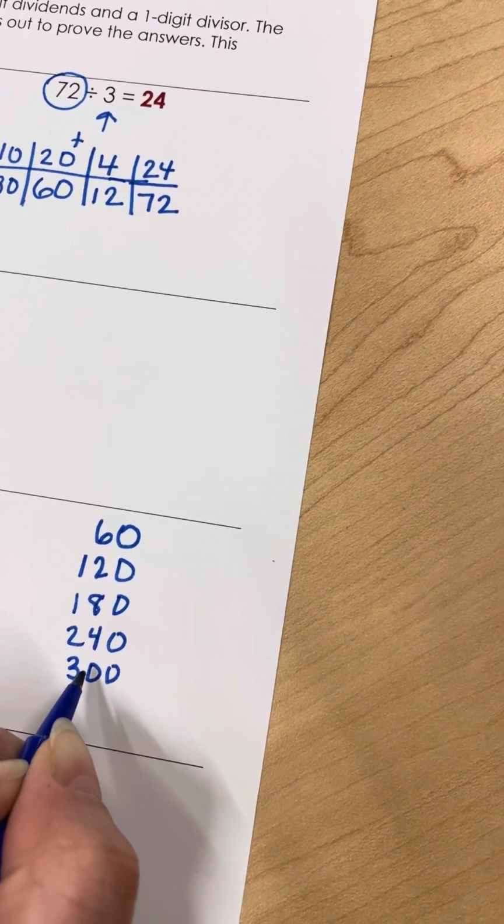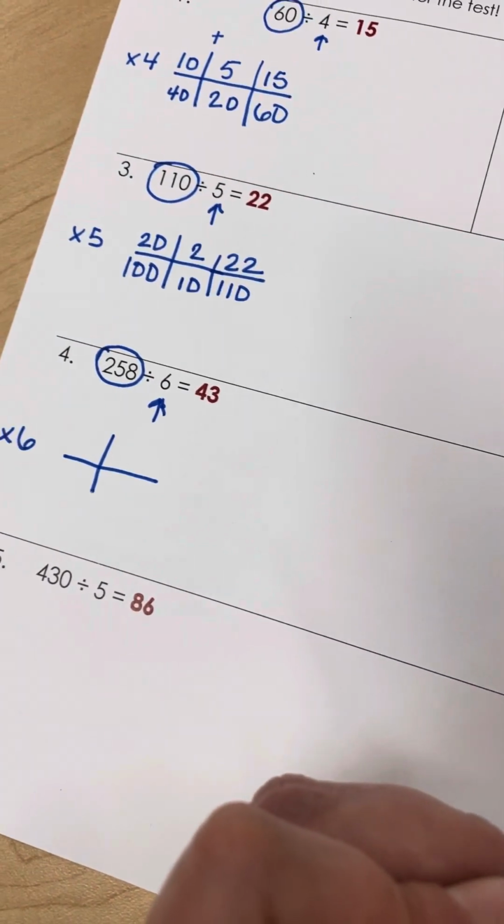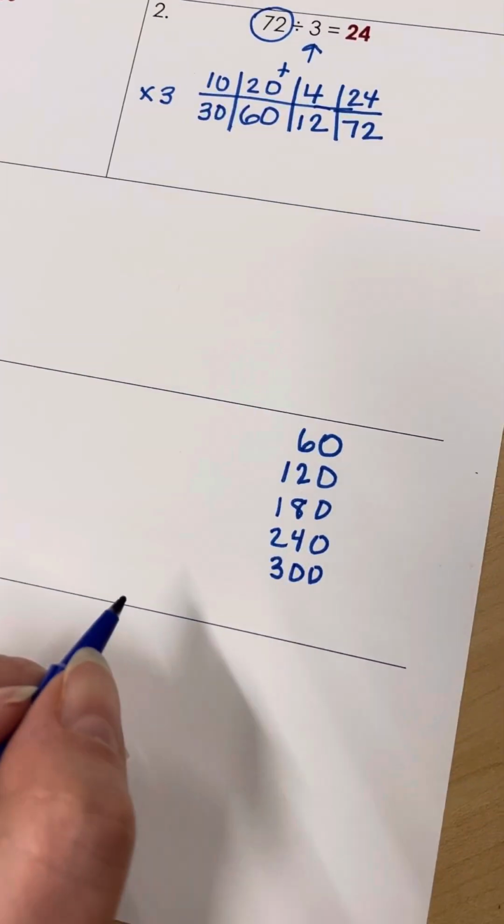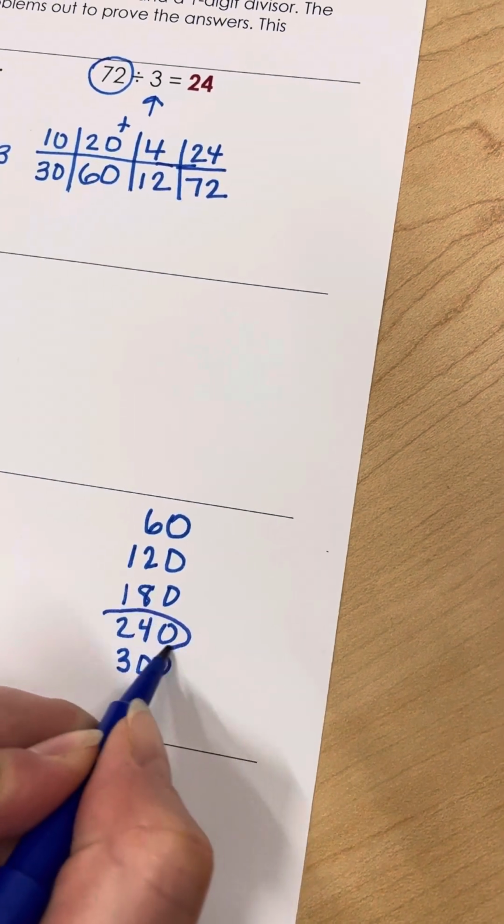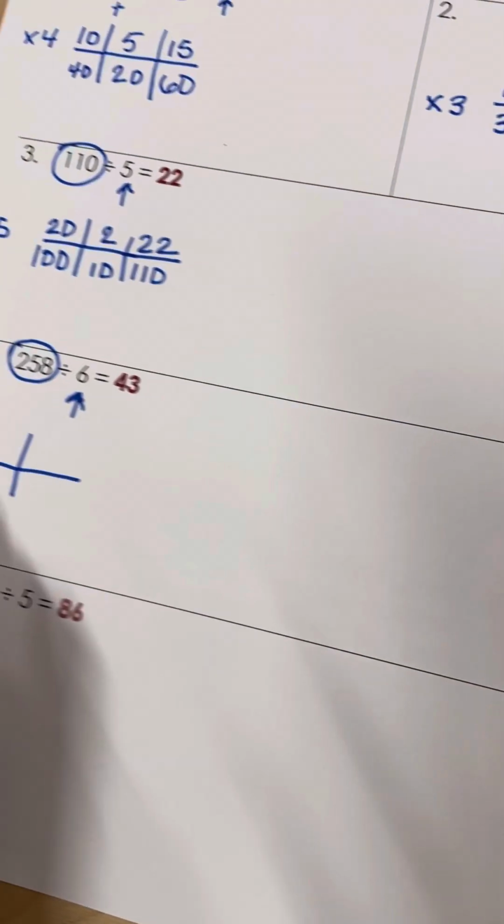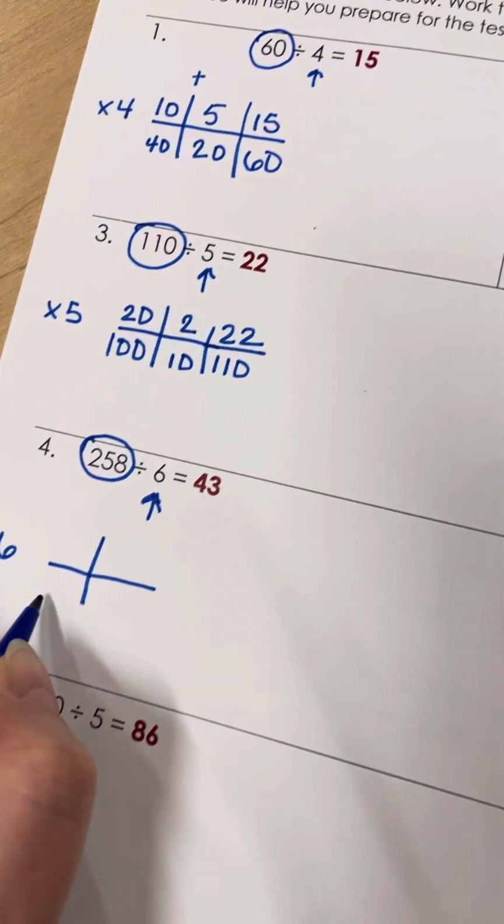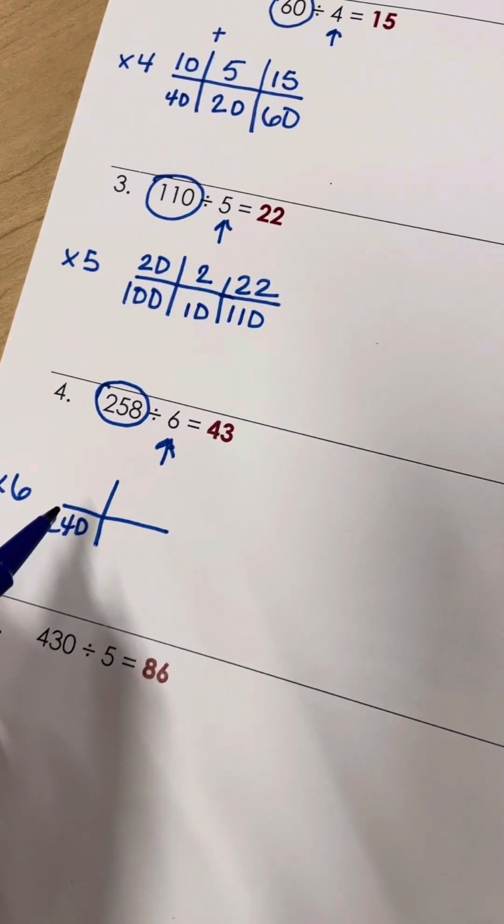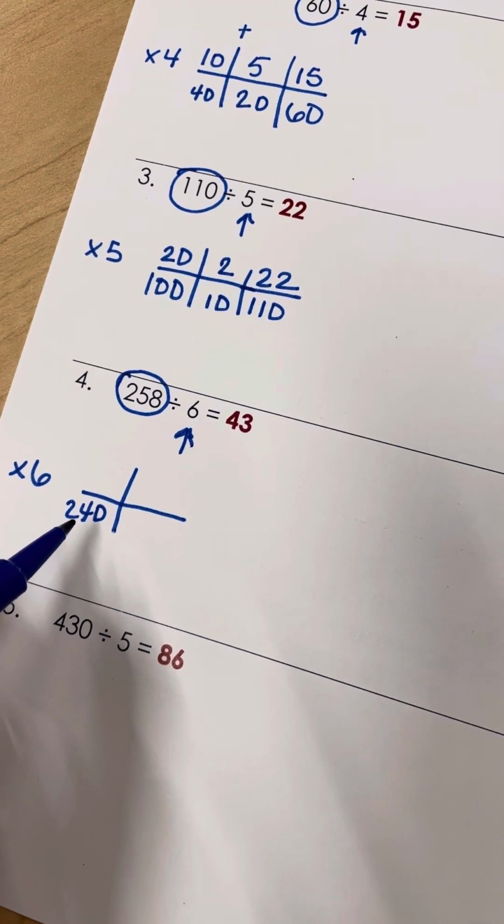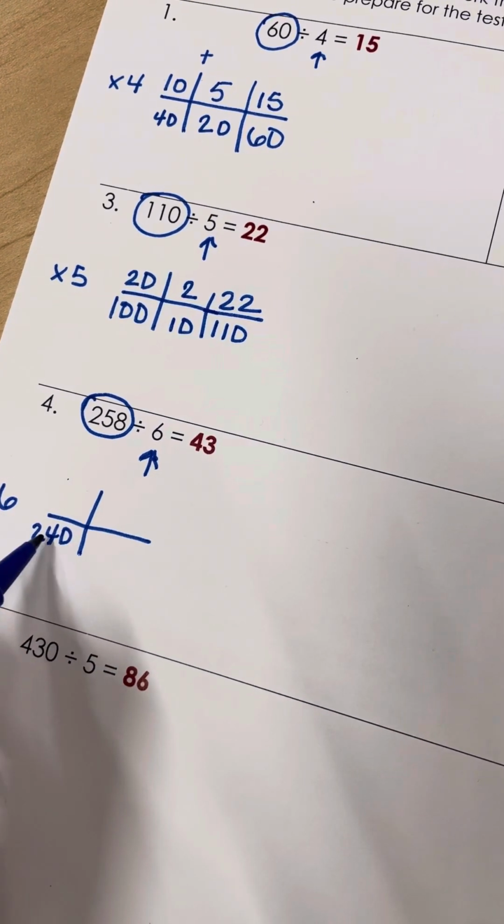then 300. And if you remember, my original number is 258. So I'm going to stop once I get to the number that's over it, and I'm going to focus on this one. Okay, so I'm going to come back over here. I'm going to put 240 on the bottom because that's going to take a big chunk of my amount away. So what times 6 is 240?